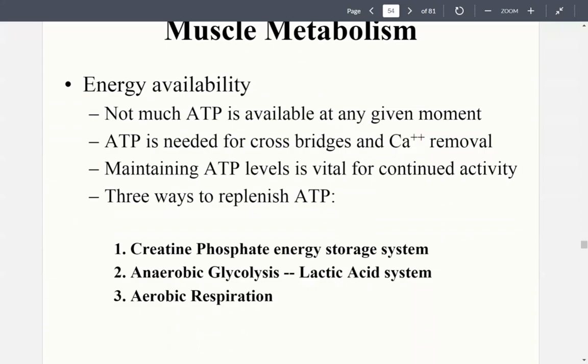There's something known as a creatine phosphate energy storage system. There's something known as anaerobic glycolysis and the lactic acid system, and aerobic respiration.